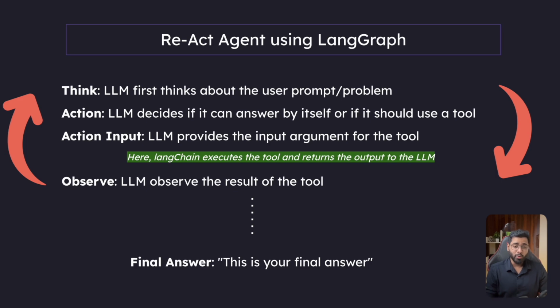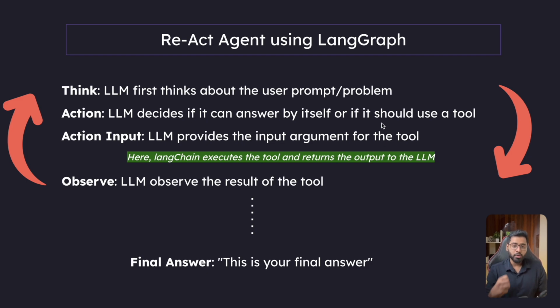So before we proceed, let's quickly jog your memory about what the React agent is and what pattern it follows. If you remember this particular slide, the LLM first thinks. Let's say you're giving the LLM a problem to solve. It first thinks about the user's prompt or the problem, and then we have action. The LLM decides if it can answer by itself or if it should use a tool. If it decides that it is going to use a tool, the action input is where the LLM provides the input arguments for the tool, right?